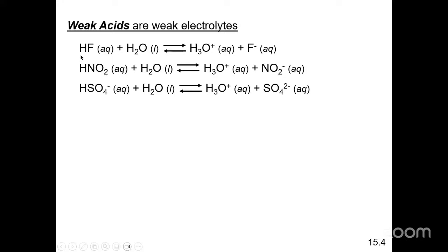HF is a weak acid, hydrofluoric acid, undergoes partial dissociation to form the hydronium ion and the fluoride ion. And as you can see, it's a back and forth situation. So solutions like those are basically equilibrium systems, all right?